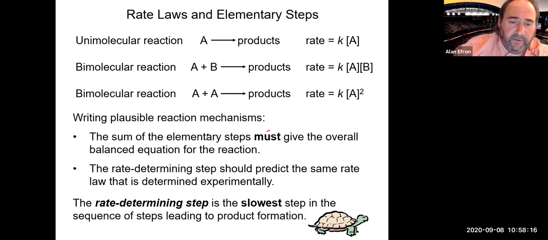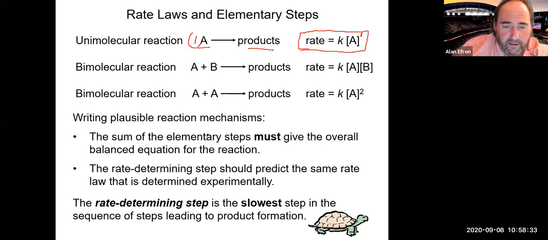So for example, here, we have A that goes to products. The coefficient here is 1. If we wanted to write the rate law for this first elementary step, the rate is equal to k[A] to the 1, and the 1 in this case would be the coefficient here. Again, this is the only place in kinetics where you're allowed to use the coefficient as the exponent. If we had a bimolecular step, A plus B, the coefficient for each of these would be 1, which would give us a rate law for this elementary step: the rate is equal to k[A] to the 1 times [B] to the 1.